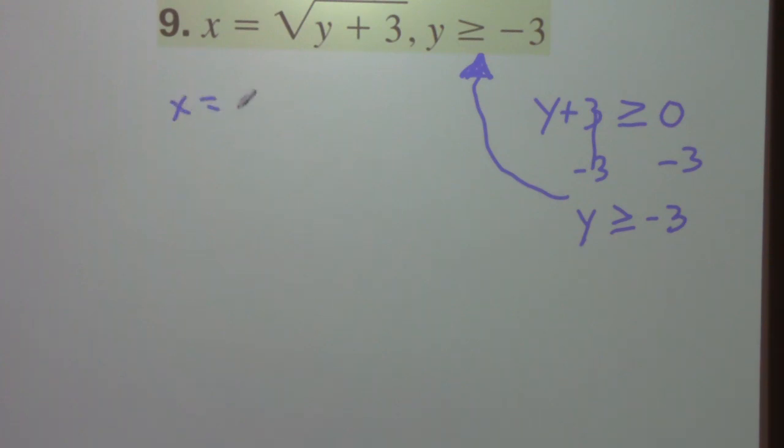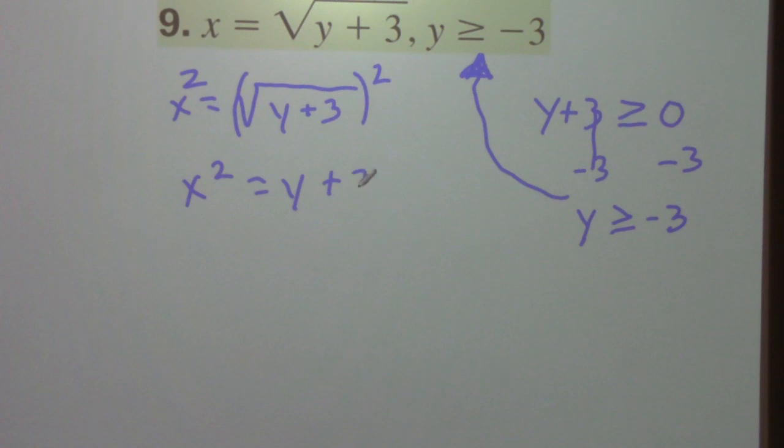We have x is equal to square root of y plus 3, and now what do we do for this one? Square, okay, Robert says square, right? So if we square the right side, what do we have to do? Square the left side. So now we have x squared is equal to y plus 3. And then what? Subtract 3. So now we have y is equal to x squared minus 3.